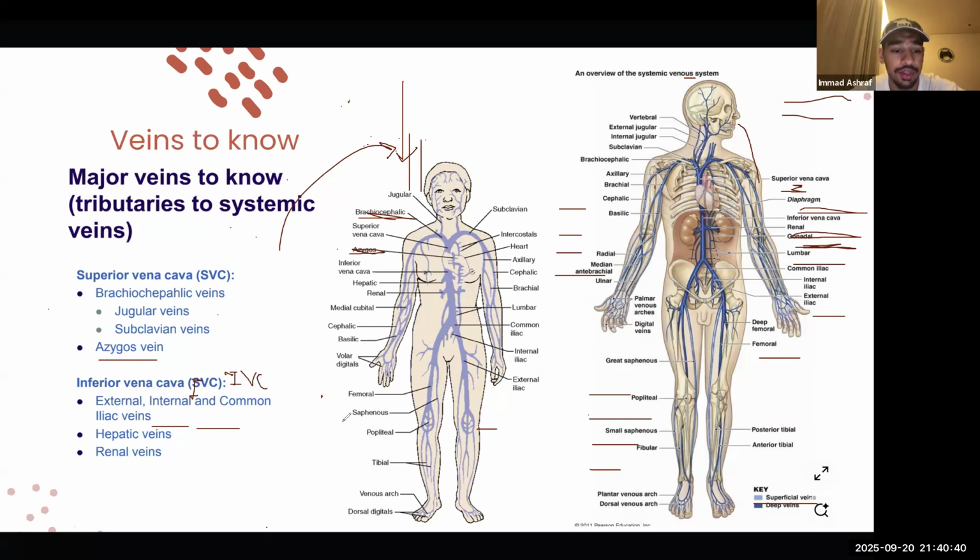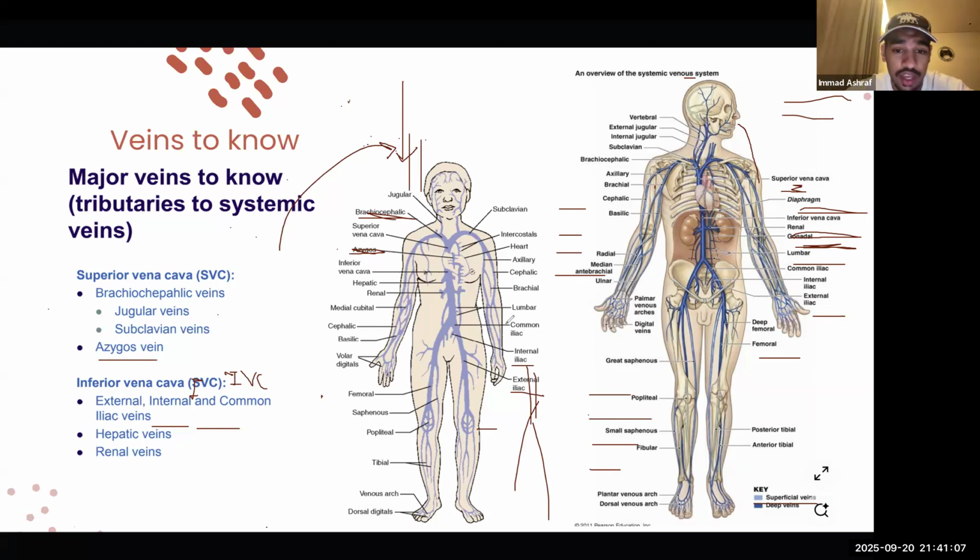So there's external, internal, and common iliac veins. So let's look for them on the diagram. Here's the external iliac. Here's the internal iliac. The external iliac comes from all the way from your legs. The internal iliac comes from your thighs. They both meet, they form the common iliac, right? The common iliacs, there's two of them, right and left. The common iliacs merge together, and this is when you have the formation of the inferior vena cava.